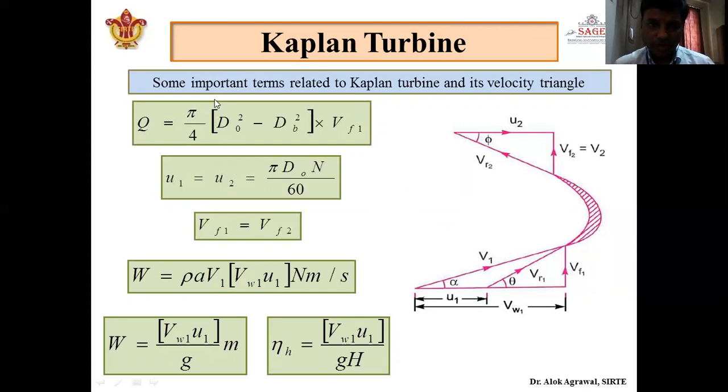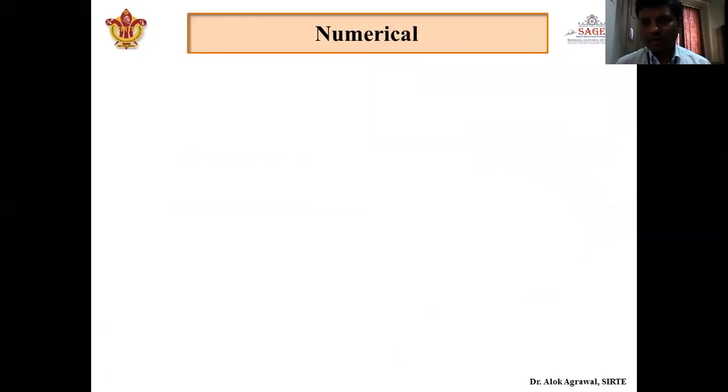In case of formula, the change is in the area. That is, in case of radial flow reaction turbine, it is pi d1 b1. Here it is pi by 4 (d0 square minus db square). Velocity of flow in case of Francis or radial turbine: u1 is not equal to u2, depending upon the diameter at inlet and outlet, but here the diameter will remain constant, so u1 equals u2, and Vf1 is equal to Vf2 always in case of Kaplan turbine, but it is not true for Francis turbine. It may or may not be equal in case of radial flow reaction turbine, but in case of Kaplan turbine, Vf1 is always equal to Vf2. With this theory, we will move to the numerical, one numerical of this.